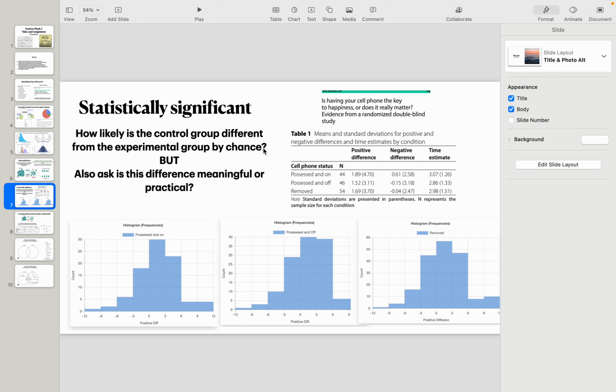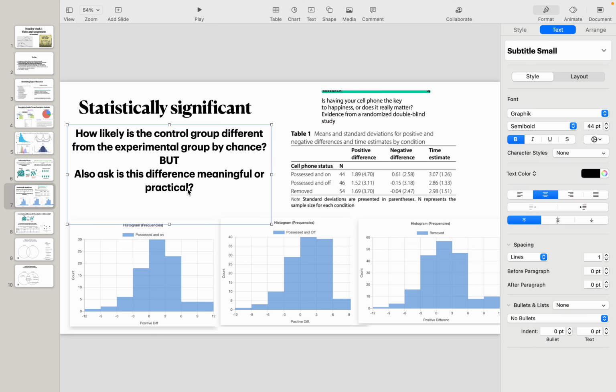And you don't have to know how to run the tests. You just need to say if two groups are statistically different, meaning that the chance of it occurring by chance alone is less than 5%, right? That p-value of 0.05. If it's less than 5%, then you say the results are statistically significant. But at the same time, even things that are statistically significant may not be practically significant.